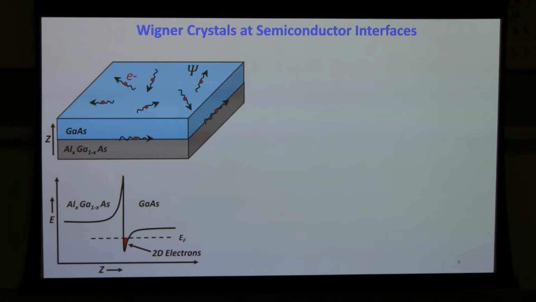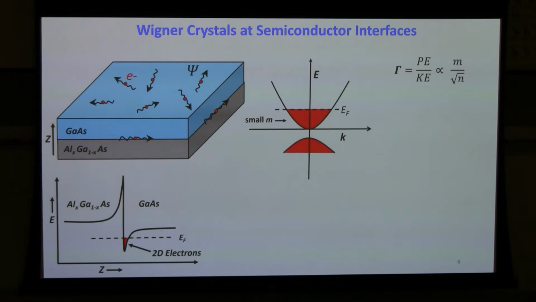Well, the answer is yeah, people have been studying this for a while, and the system that people have studied the most is semiconductor interface systems, such as gallium arsenide sitting on top of a layer of aluminum doped gallium arsenide. Then what you find is because of band bending at the interface, the electrons are trapped at the interface, and you get a 2-dimensional plane of electrons. They cannot move perpendicular to the interface, but they can move parallel to the interface.